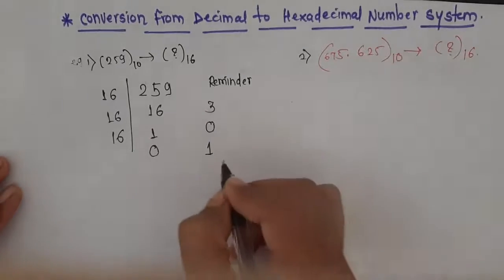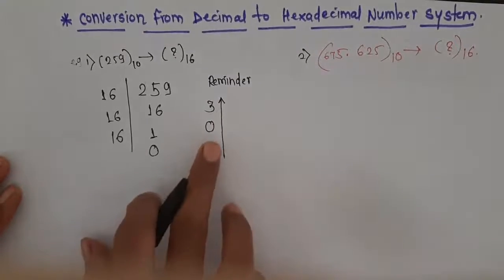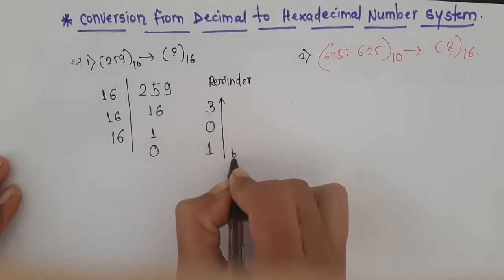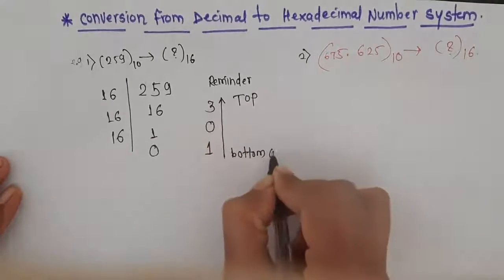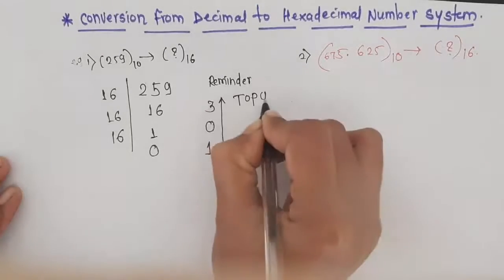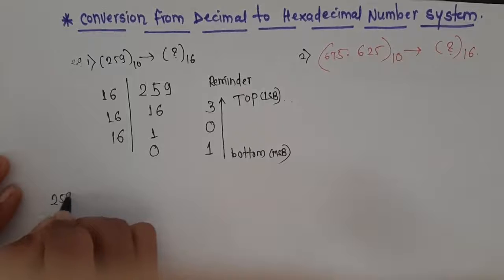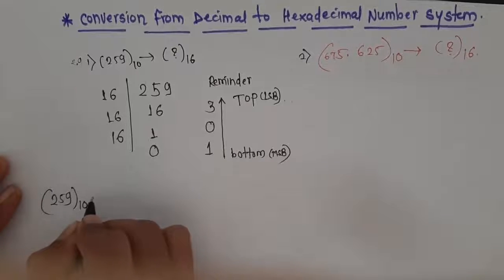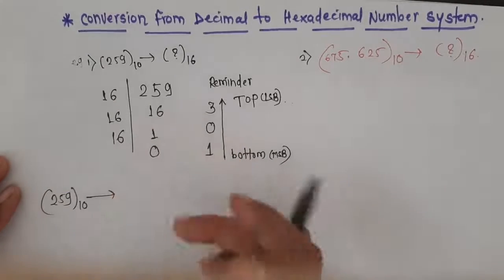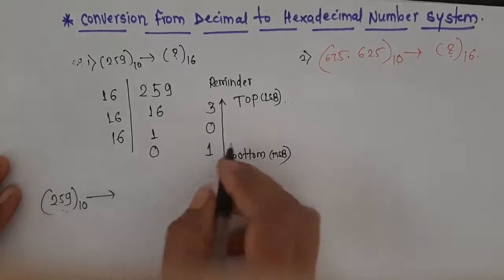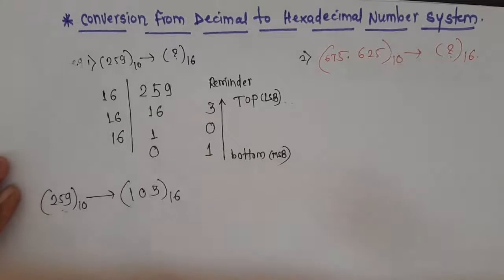So the same method for writing the answer: the answer is nothing but the remainders, from bottom to top. This is the most significant bit and this is the least significant bit. So 259 to the base 10 gets converted into 103 to the base 16.